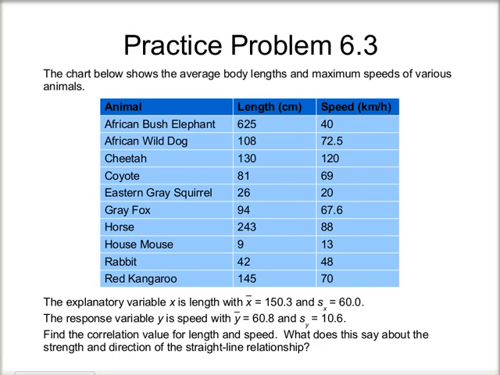This is practice problem 6.3. I've got a chart again with the average body lengths and maximum speeds of various animals. Here I've given you the mean and standard deviation for both the explanatory variable of the length and the response variable of the speed. And I want you to find the correlation value for length and speed and see what this says about the strength and direction of the straight line relationship.